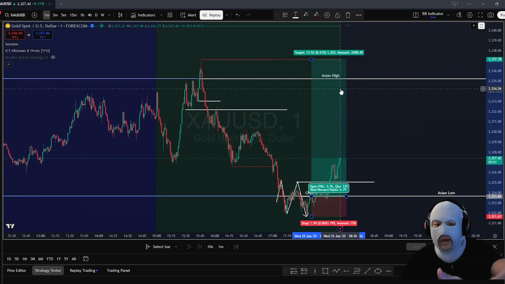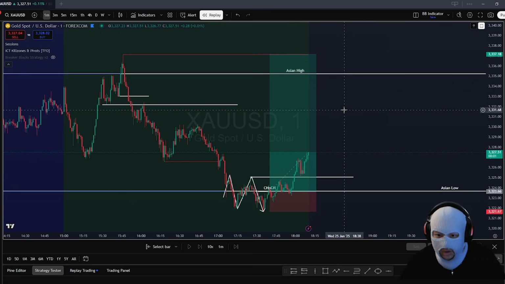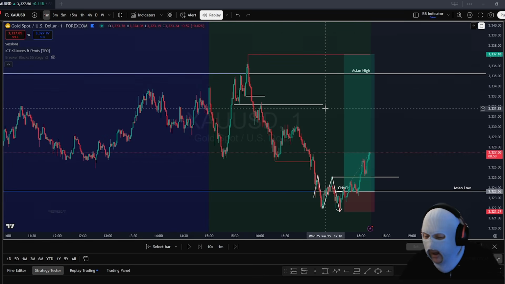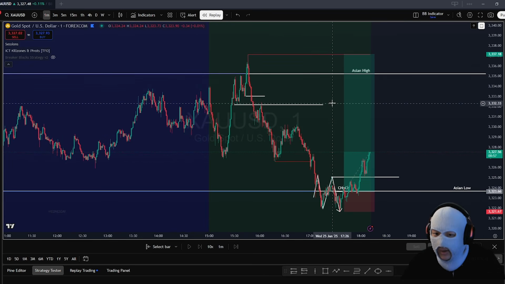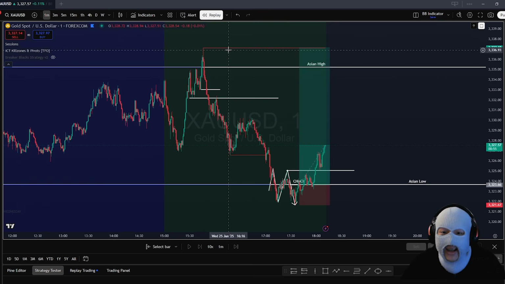Now this bleeds into SOL. Same thing, Asian high and Asian low. We have tested it already. Good. Where is the next area of liquidity to target? The London high right here.